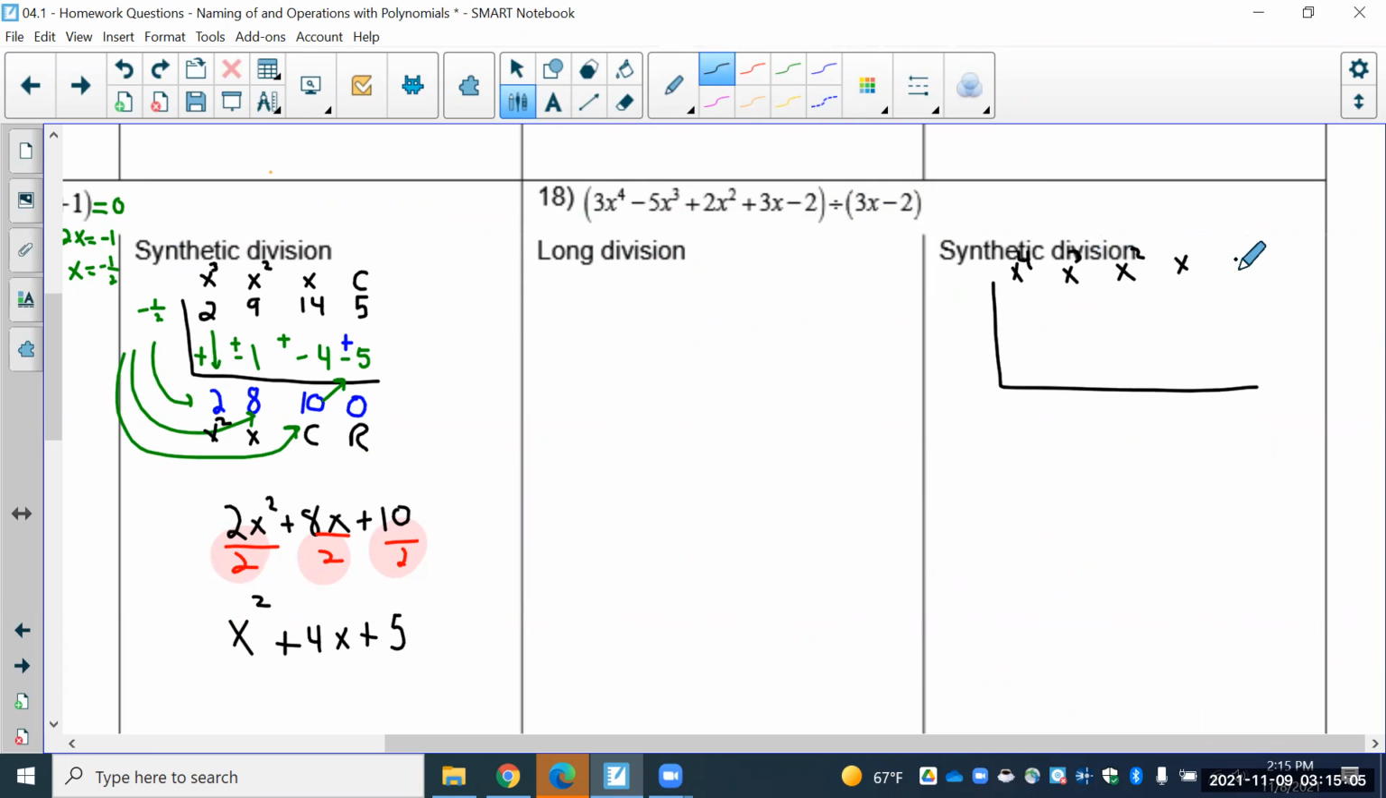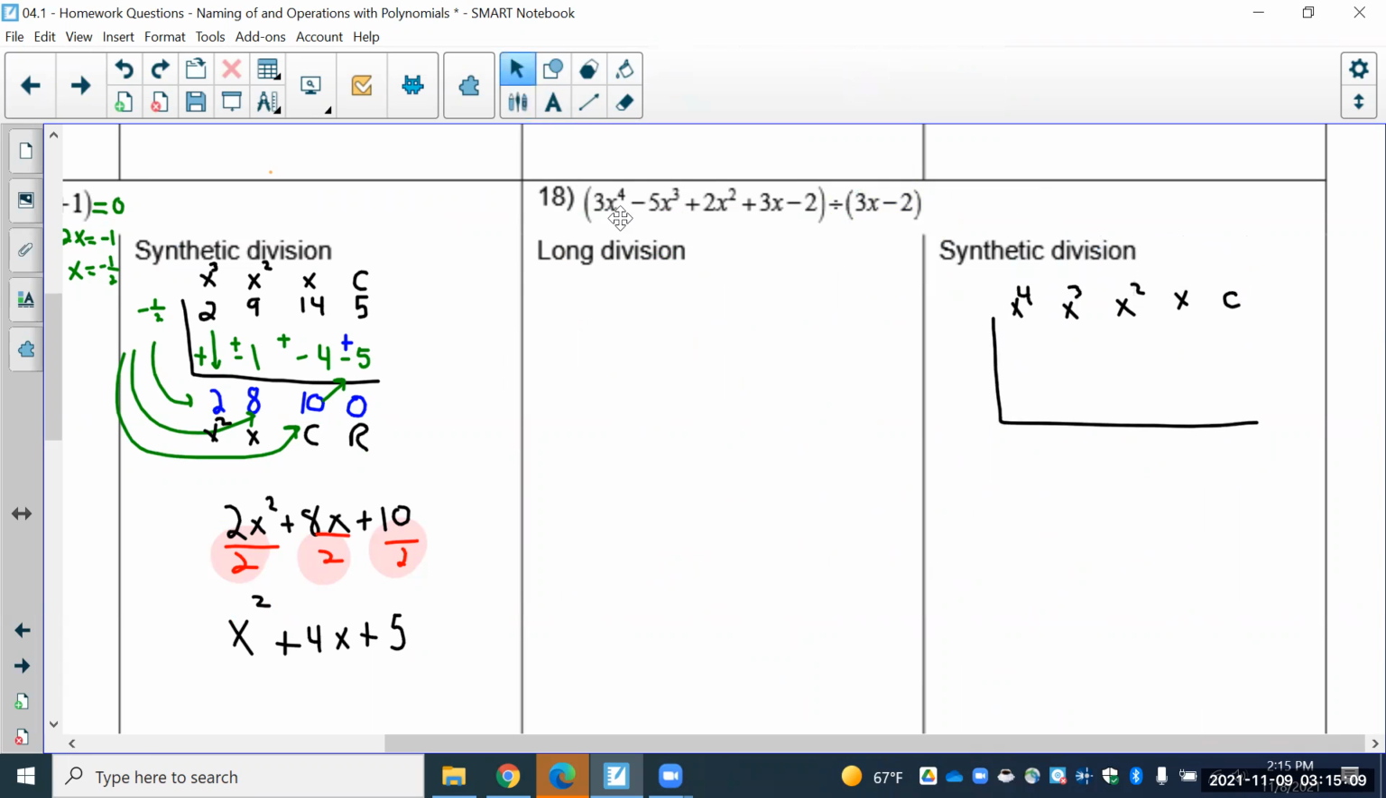First thing I like to do, and this is just a Mr. King thing, is label the columns with the exponent portion before I put in the coefficients. That way you can keep track of what's happening. That is a 3, that is a -5, this has a 2, this has a 3, this has a -2. And then we have to find the root for synthetic.